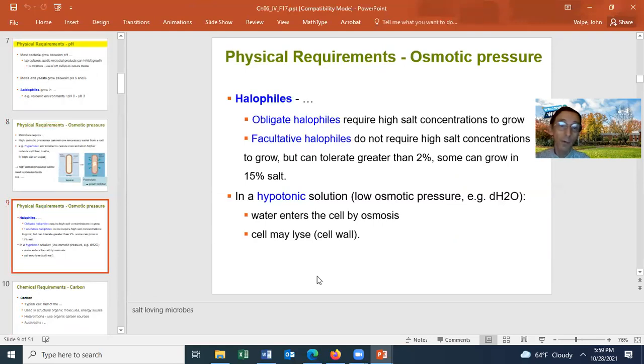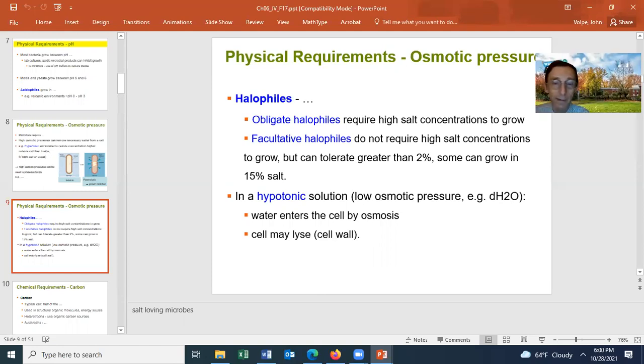There are some organisms which like high salt concentrations, and these we call halophiles. Literally, that means salt lover. There are obligate halophiles that require a high salt concentration to grow. And there are facultative halophiles. They do not require a high salt concentration to grow.